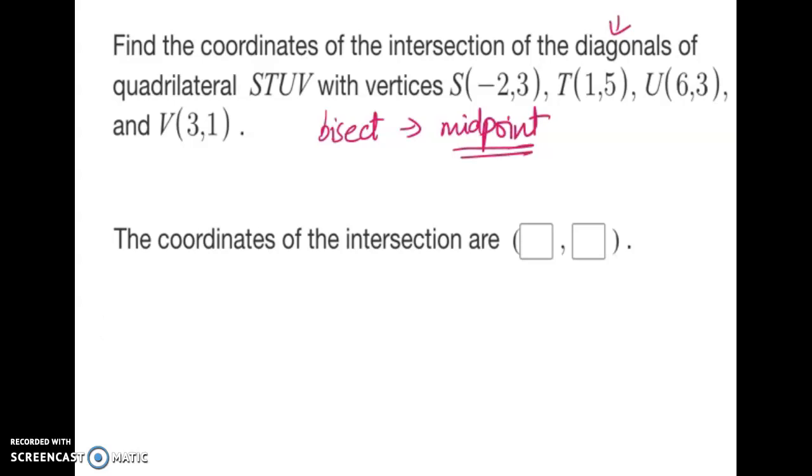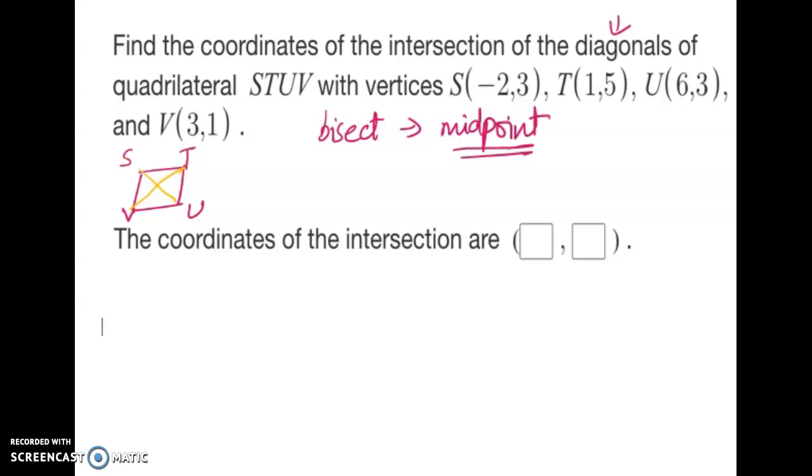So we can find out the midpoints of the segment, but which segments? So S, T, U, V. Always start by sketching the quadrilateral so that you can figure out which segments or which points you need to consider for finding the midpoint. And as you can see from this diagram, I need to find the midpoint of SU and VT. Instead of finding out the midpoints of both of them, I can just find out the midpoint of SU or TV, and that would be sufficient.